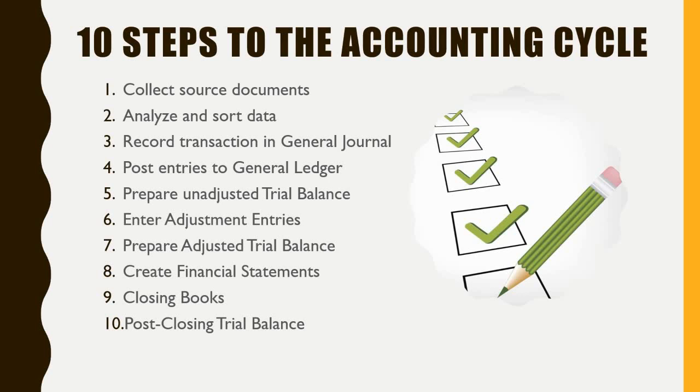Then step 7 is going to be the post-adjusted trial balance. So once again, after you've entered in your adjustments, you want to make sure that your debits match your credits. And then step 8 is to proceed with creating the financial statements. Then step 9 is you're going to close out your temporary accounts, which are your revenues and your expenses. So we call that closing the books.